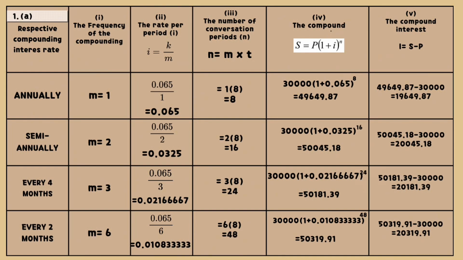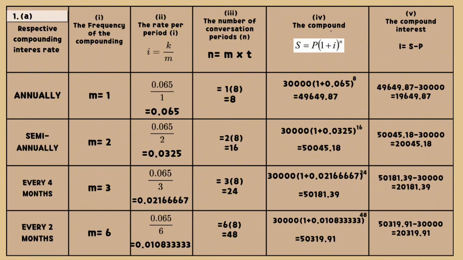Next is 1 IV. The formula is S equal to P bracket 1 plus I bracket power of N. So for annually, just follow the formula that has been given and calculate it. Same as semi-annually, every 4 months and every 2 months.